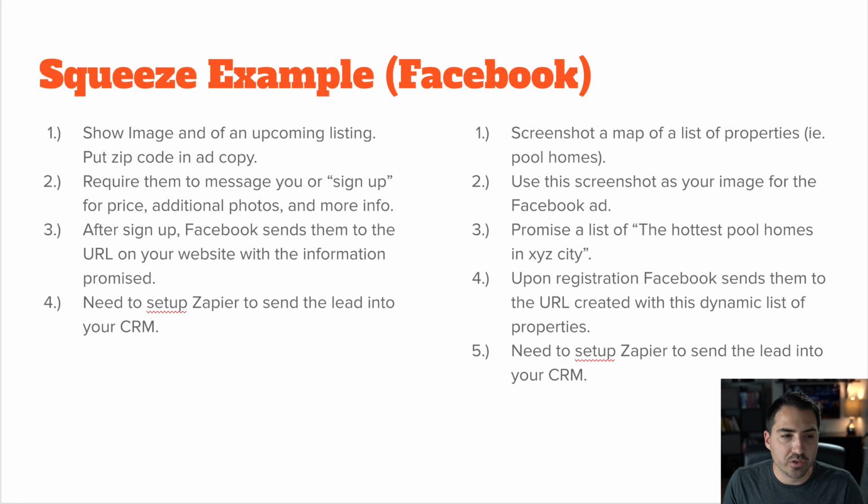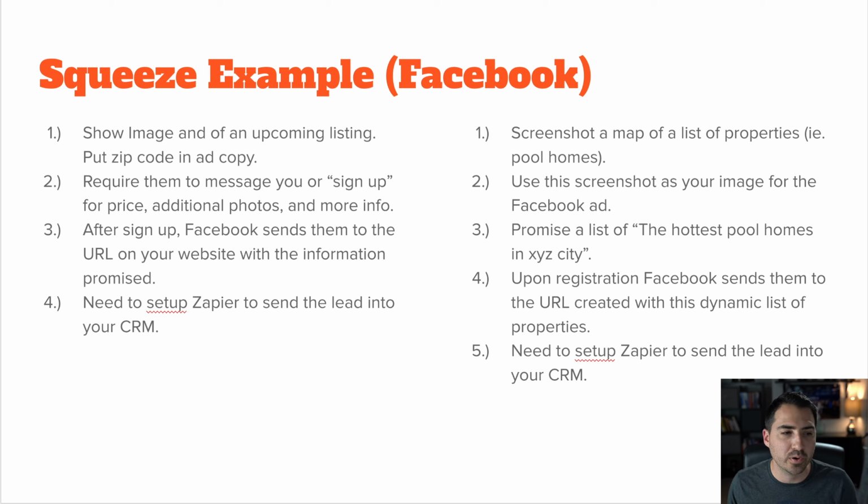All right, so then I'll give you a squeeze example for Facebook. For instance, what you would do for a squeeze page, so to speak, on Facebook, and again, this is not using the squeeze page that kvCORE does. This is all on Facebook right here. You essentially would show an image of an upcoming listing, a listing that's not live yet, right? Put the zip code in your ad copy. So have the photo, a real nice image of the listing that's coming soon, come up with some great ad copy, but make sure to put the zip code in there.